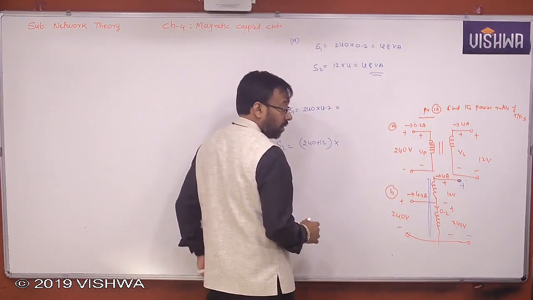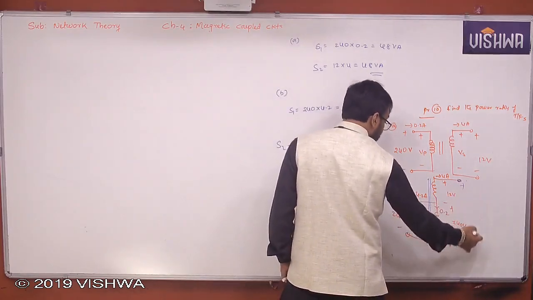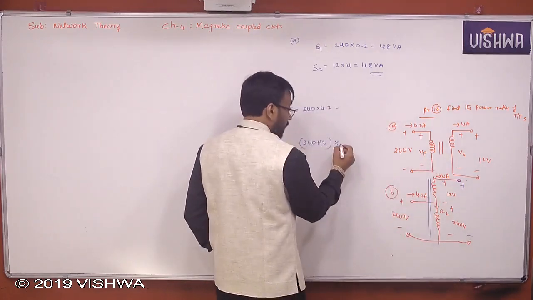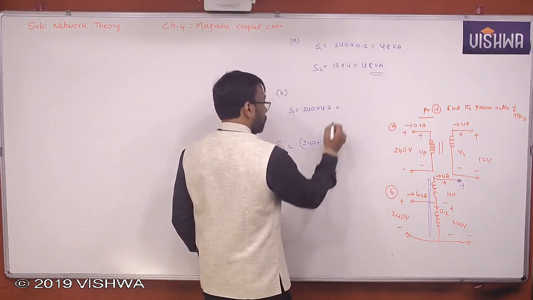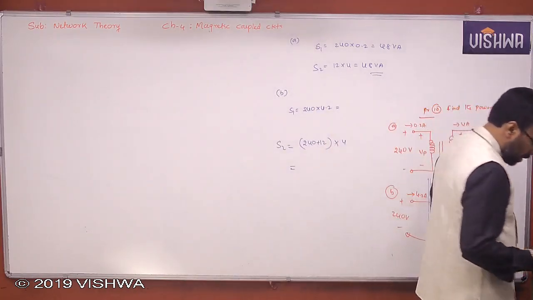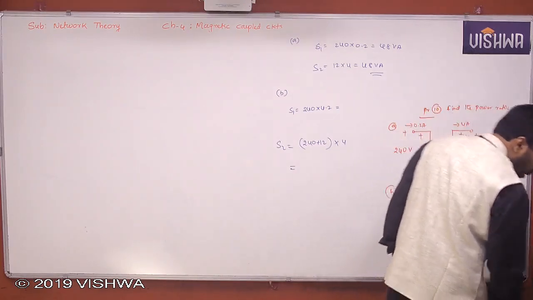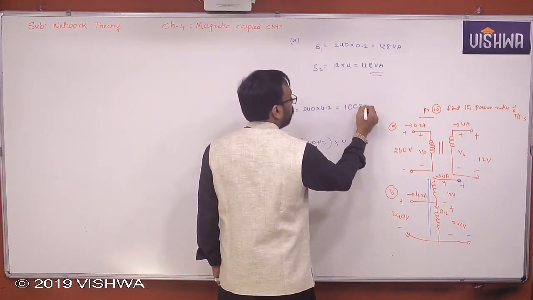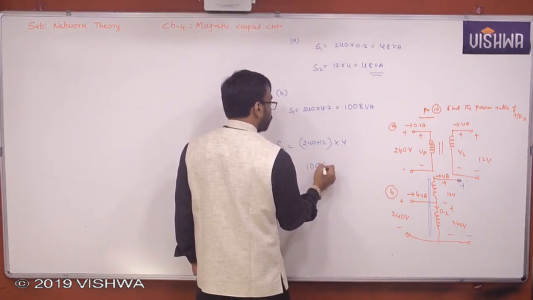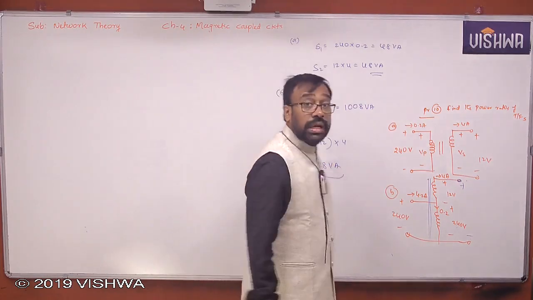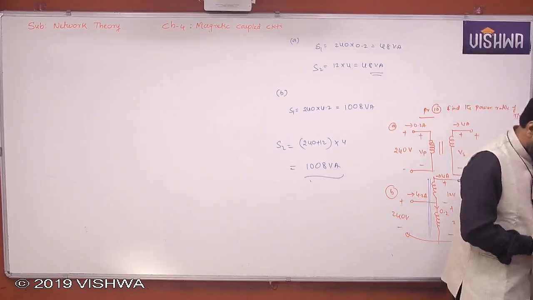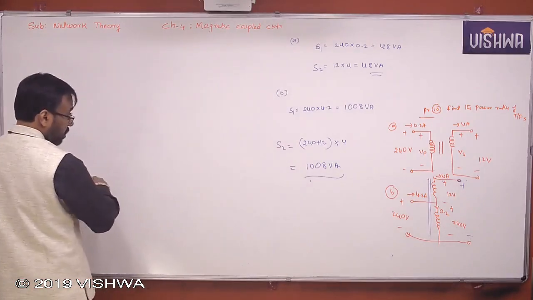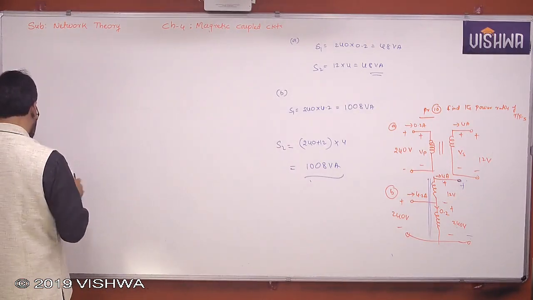How much is it flowing through the secondary? I2 is how much? It's not I2 actually, it is I0. We want I2. I2 is nothing but 4. So you just calculate it. I'm sure that you'll be getting 1008 volt ampere. Please check this once. Understand all of you? This is how you calculate the rating. That is the 10th problem. Now we'll go for the 11th problem.